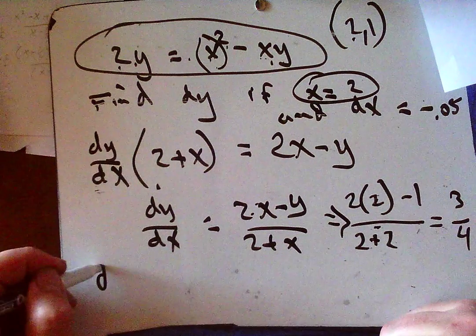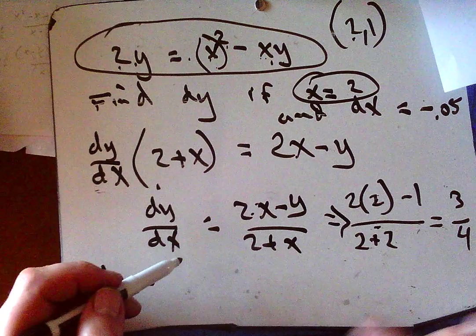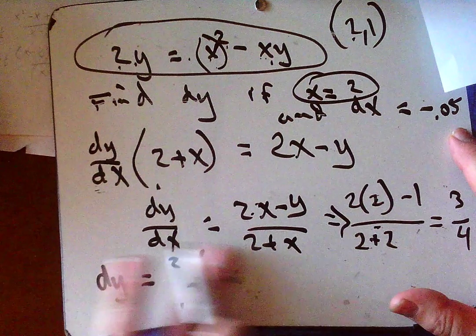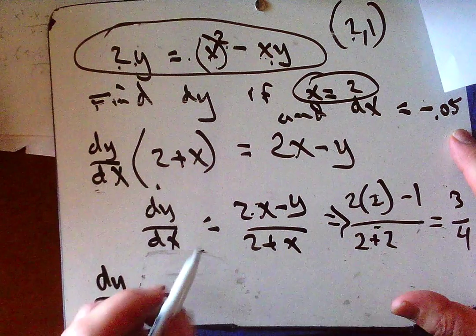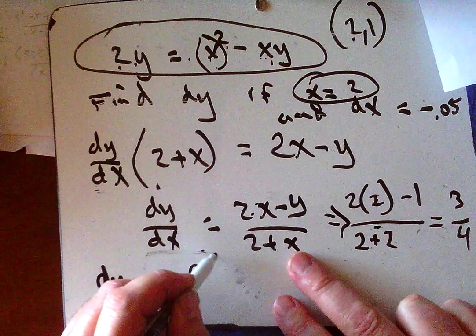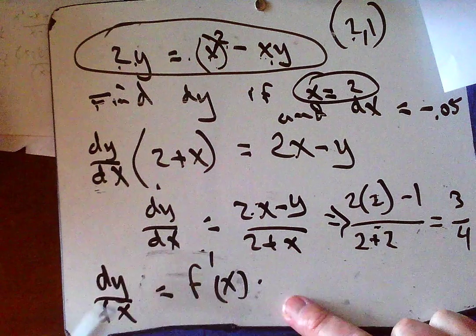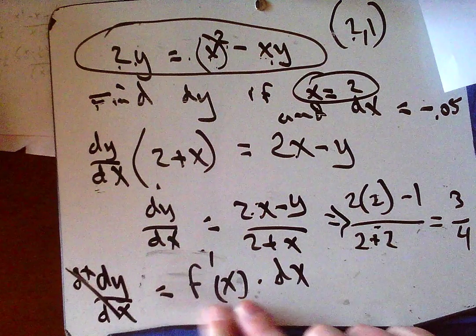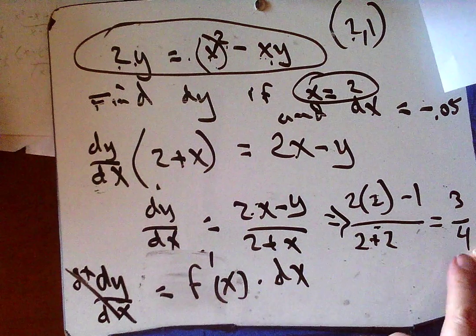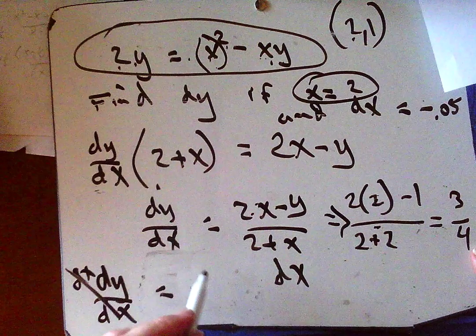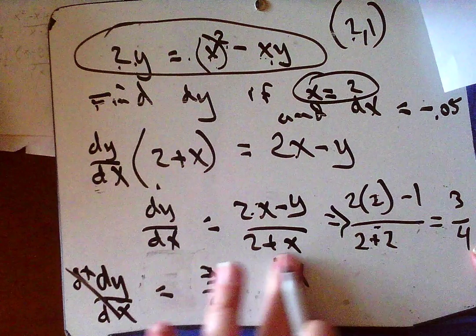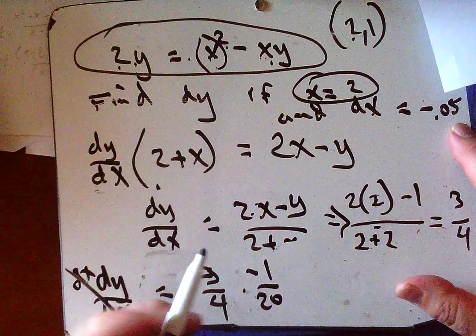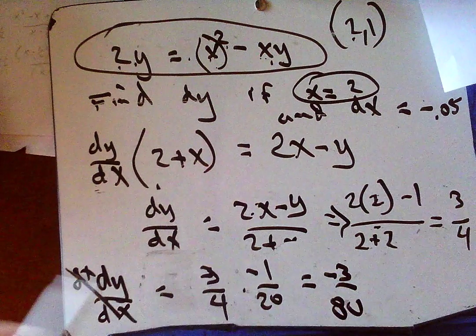But I need to find what dy is, and I know that dy is that derivative times dx, right? Because we were saying, look, dy dx equals f prime of x, and then we multiplied both sides by dx, and those cancel. And so derivative, not in general, but at a specific point, so I can replace that with 3/4, and dx I can replace with negative 0.05, which is negative 1 over 20. So I get negative 3 over 80 here as my dy.